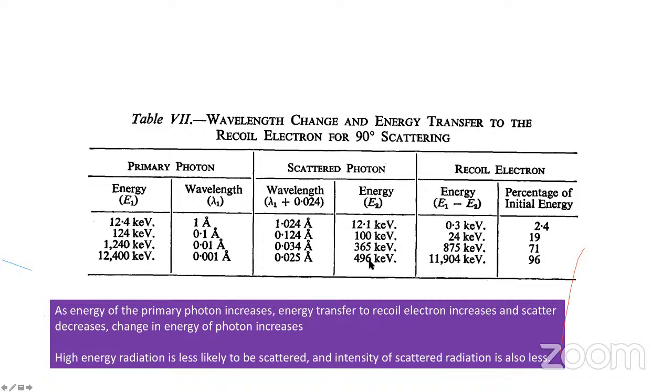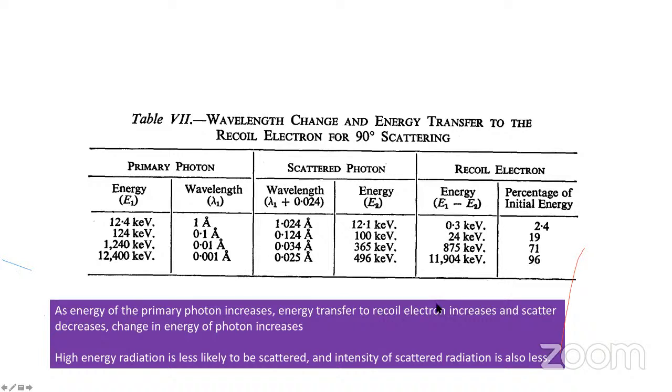And the scattered photon is also quite energetic, even for a high energy. And the recoil electron: if you look at the initial energy, how much the photon had, and the scattered photon, how much energy it has, the difference has all gone to the kinetic energy of the recoil electron. The recoil electron here is much more energetic, and it has almost 96% of the initial energy.